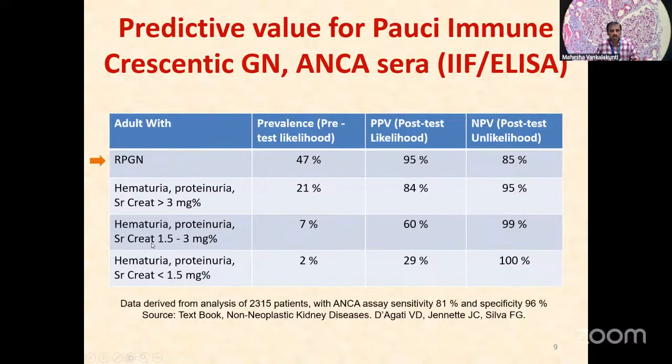So if the presentation is hematuria and proteinuria with less than 1.5 milligram of serum creatinine, you see that the negative predictive value is almost 100%. So that gives us the importance of having this serology and getting it quickly and initiating the therapy, because this is one of the critical alerts in our practice in nephropathology, as sometimes these patients present with pulmonary manifestations for which the management has to be quite fast.